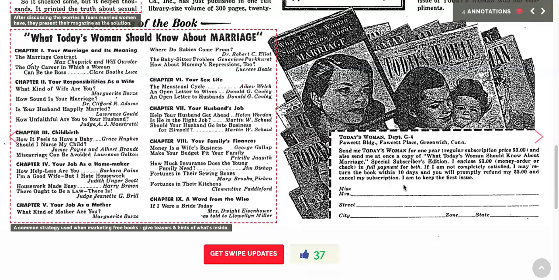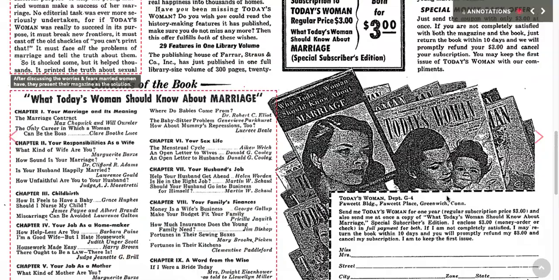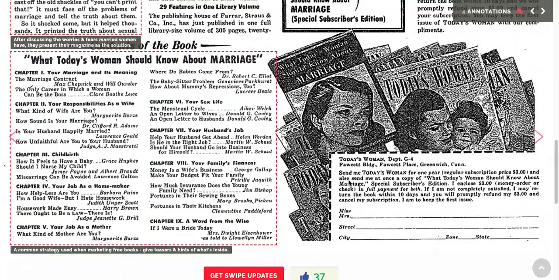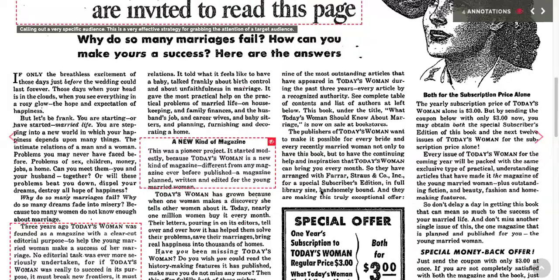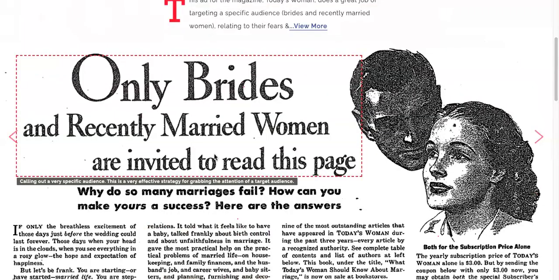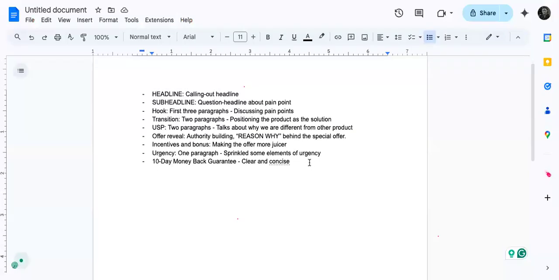Okay, so this is the letter that you send to make the purchase. This is more of a call to action. Okay, so that's all about this sales letter. This is very, very short. Right now we've gotten the structure of the letter.